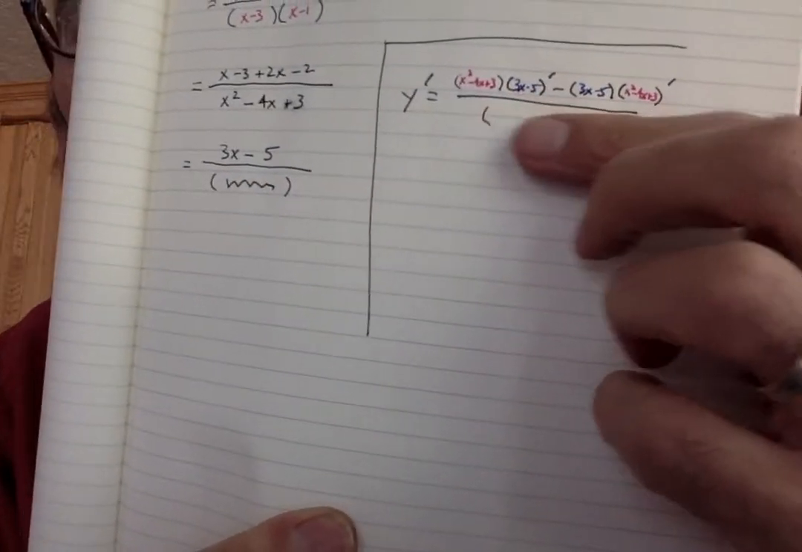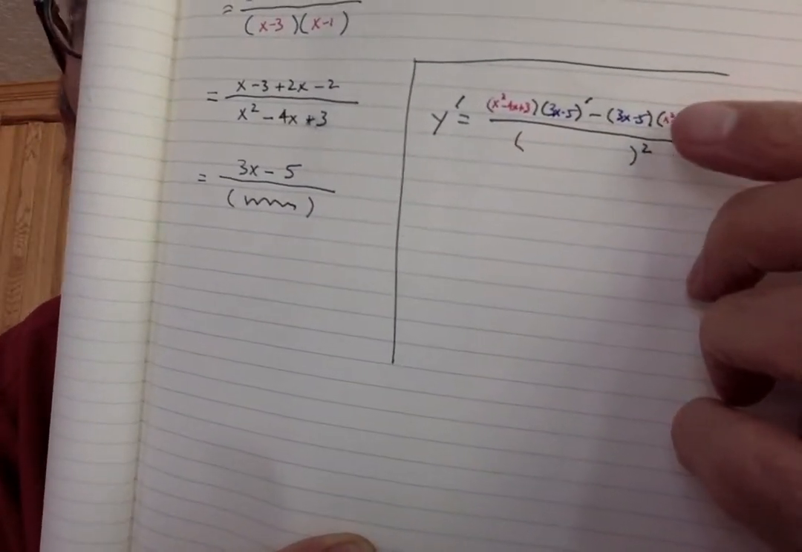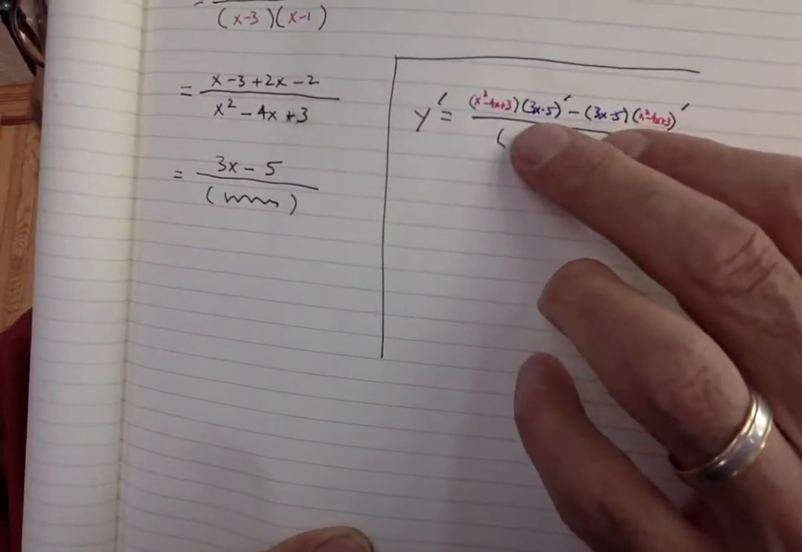The low function, the bottom function, x squared minus 4x plus 3, times the derivative of the top function, we'll get to that in a second, minus the high function times the derivative of the low function. The low function is still x squared minus 4x plus 3, and the high function is 3x minus 5. And so there it is.